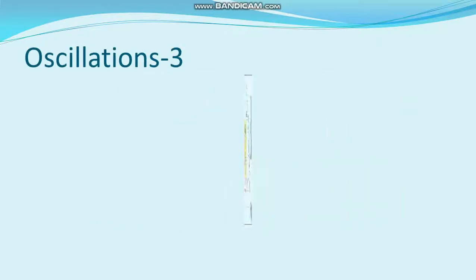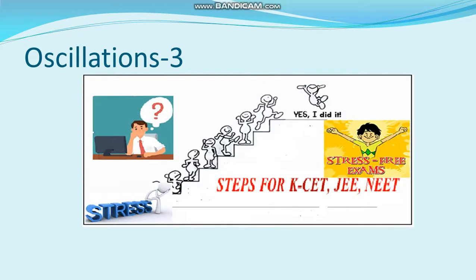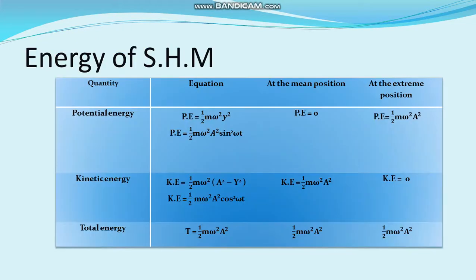Oscillations 3. In this video, you are going to study energy of SHM, potential energy. Potential energy is equal to half m omega square y square. But y means what? Equation of SHM, that is A sin omega t. If you substitute that, you are getting this potential energy. At mean position, y is equal to 0, so potential energy is 0. At extreme position, y is equal to A, so potential energy is maximum.